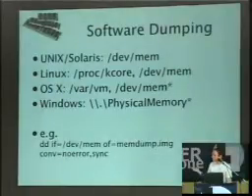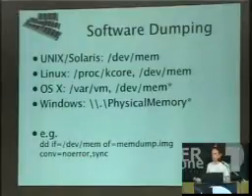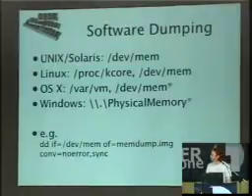So at the bottom is an example of just using DD. I mean, it's just a file. All you need to do is copy the bytes and just copy it to an image.